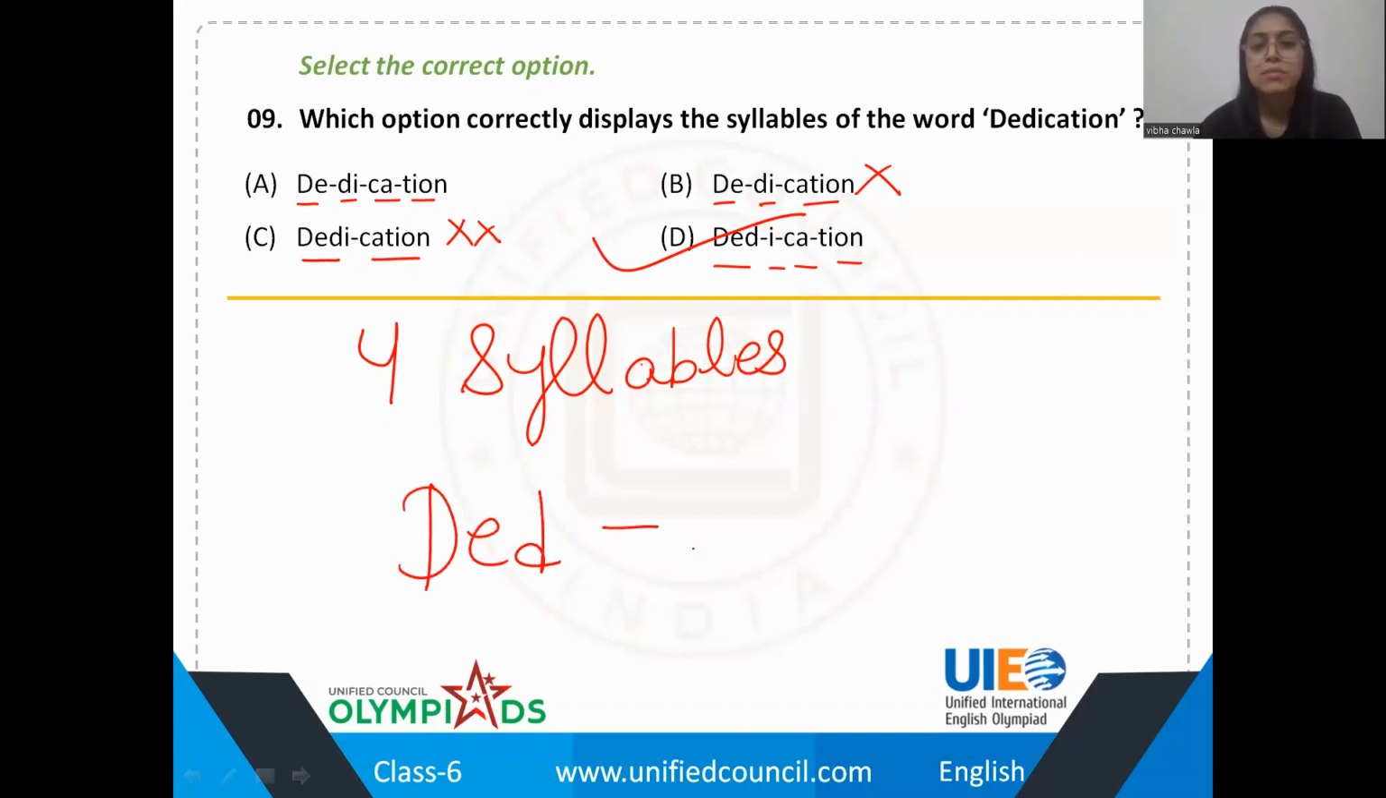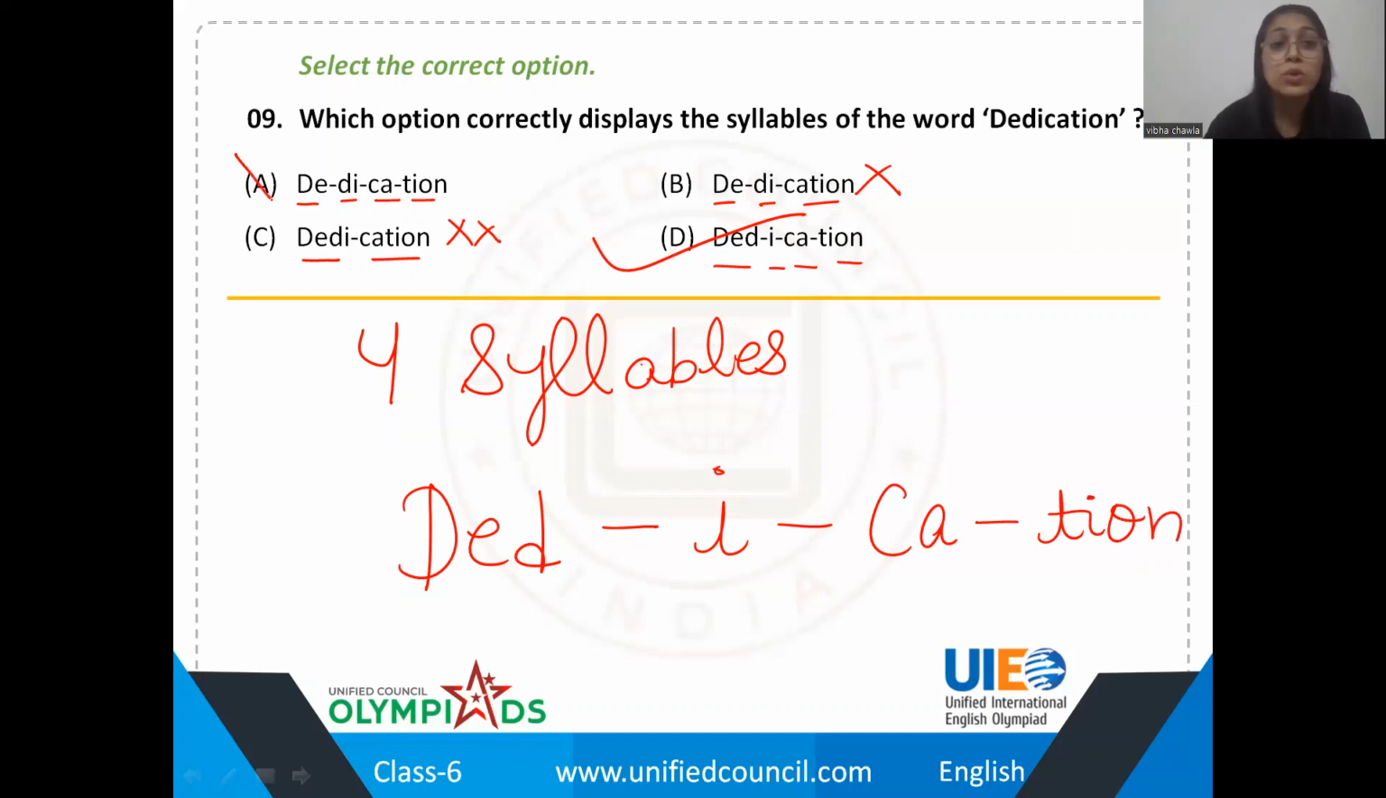De, di, ca, tion. We don't write it like this, with De or Di separately. No. De, di, ca, tion. Dedication. Okay, so the right answer is option D.